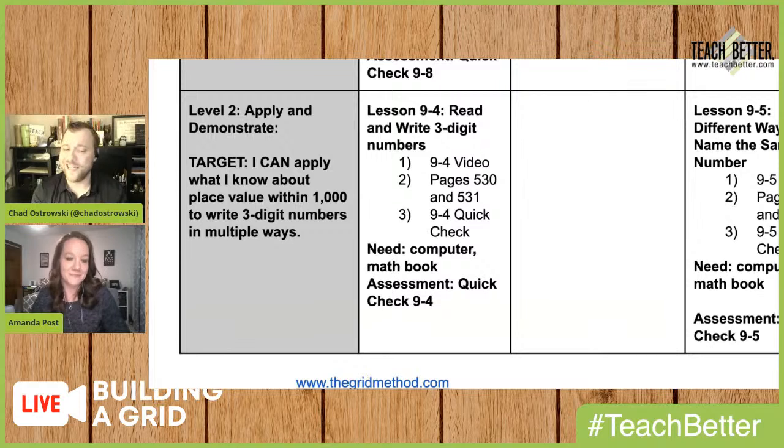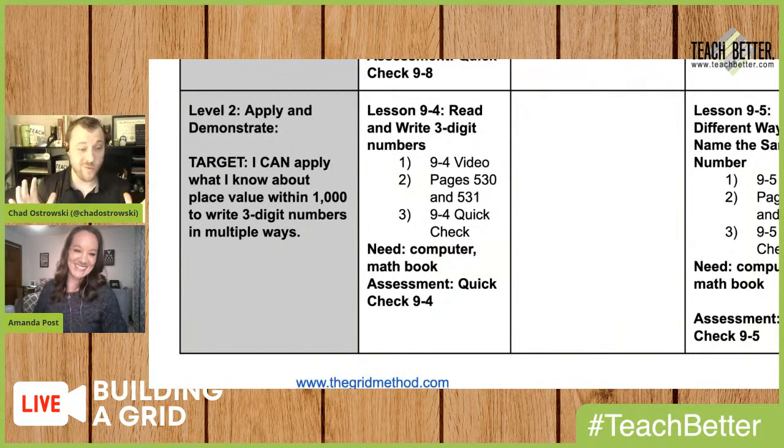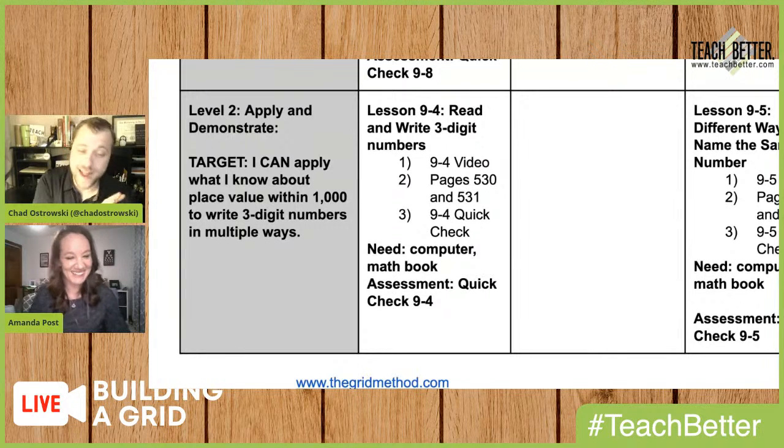So if Amanda would have said, you know what, Chad, I really need them to also be able to do something else with place value, or labeling something or categorizing something or something like that, we could put another target. We could say, I can categorize numbers based on place value or something. But she's happy, so I'm happy. So we'll be okay with it. If Amanda's happy, I'm always happy. So like we're good to go.